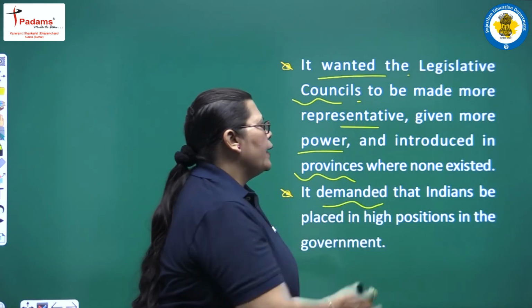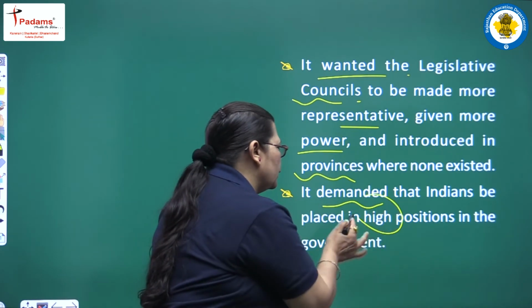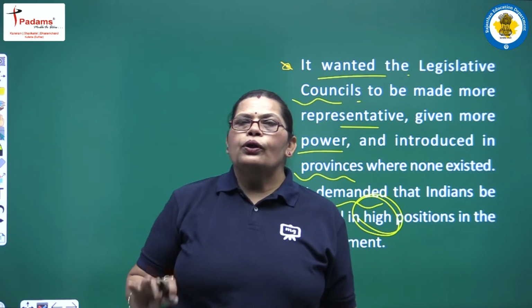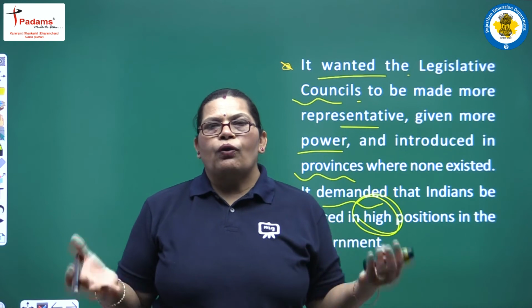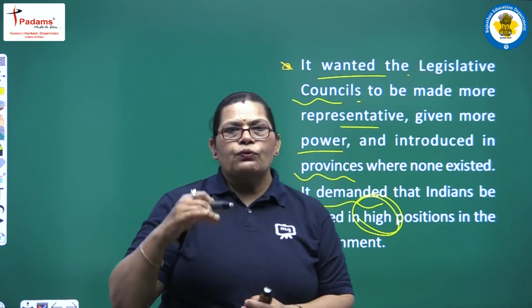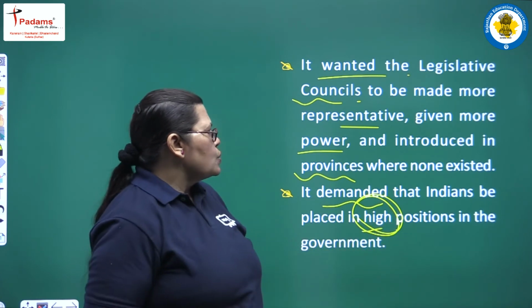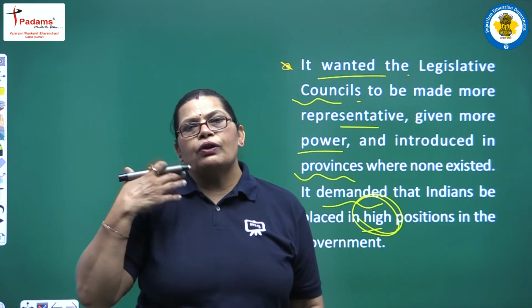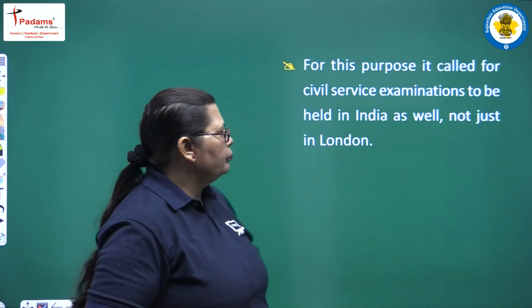So it demanded that Indians be placed in high positions in the government, because they thought that we Indians are not only ruled by the Britishers, why should we ourselves, from the educated class, not take the highest positions? So they demanded this also, for the biggest and best positions on the government side.